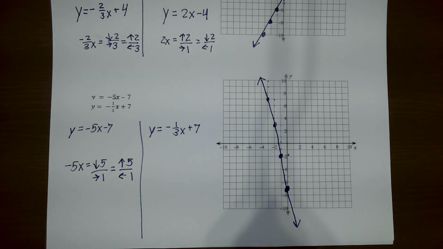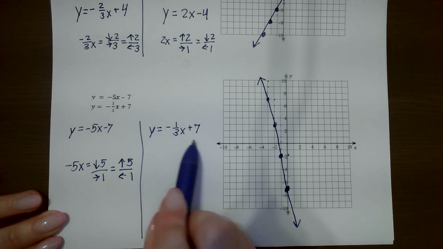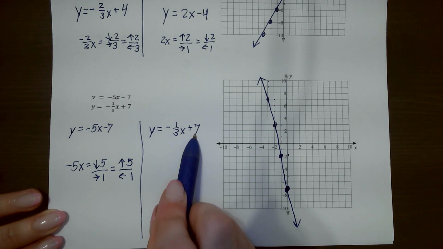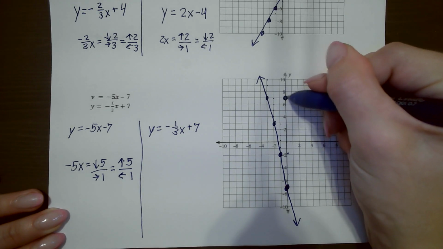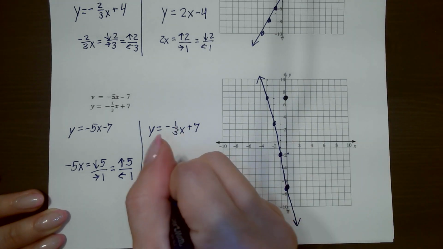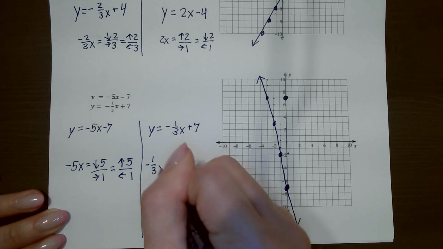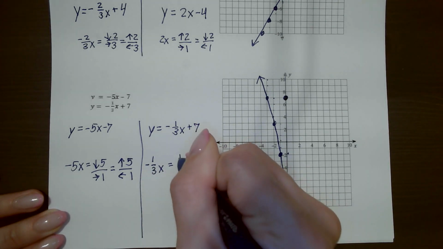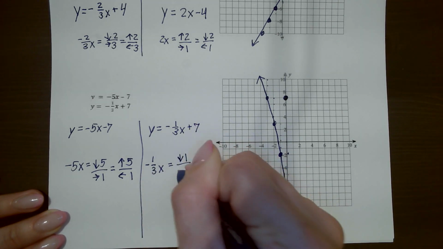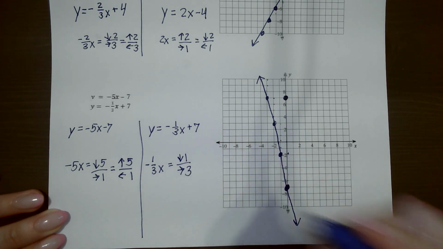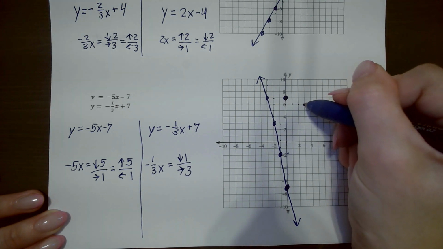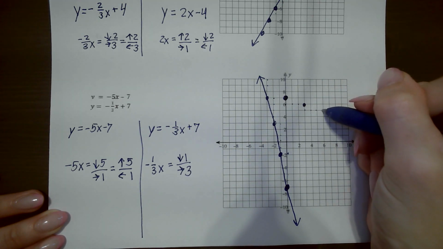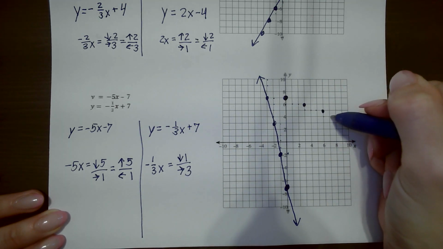All right, now I'm going to graph the second equation in the system. This one has a y-intercept of positive 7. So I'm going to go up to positive 7. And now my slope for this one is negative 1/3 x. So that's down 1 to the right 3. Down 1 to the right 3, and again, down 1 to the right 3.